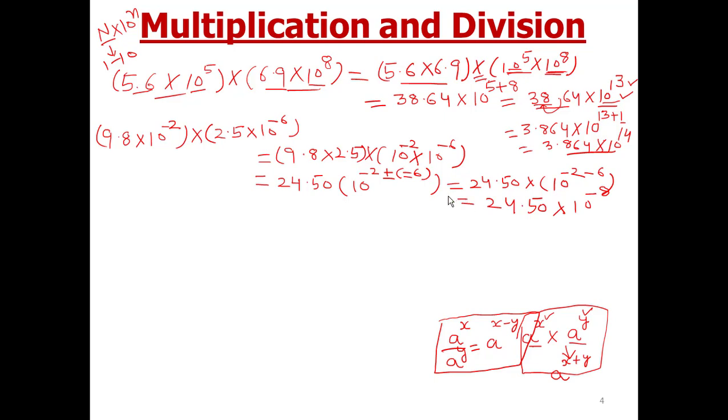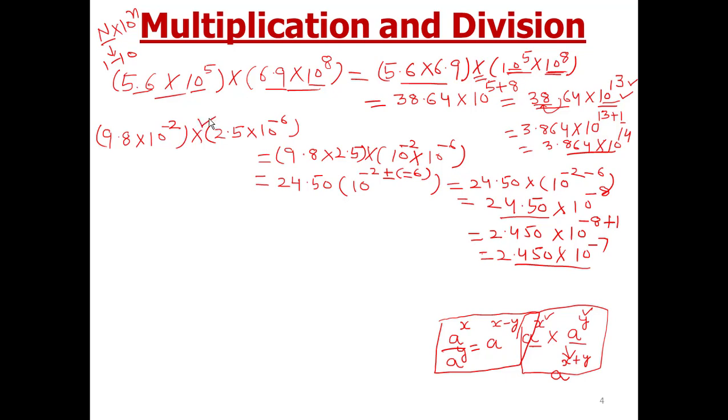And if we have to give the scientific notation, we have to move this decimal 1 point to the left, so it is 2.450 into 10 raised to the power minus 8 plus 1, as the decimal has been moved to the left-hand side, so we have added 1. So it is 2.450 into 10 raised to the power minus 7. This is the answer for this multiplication.